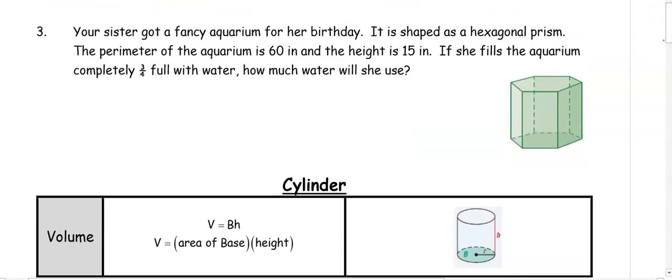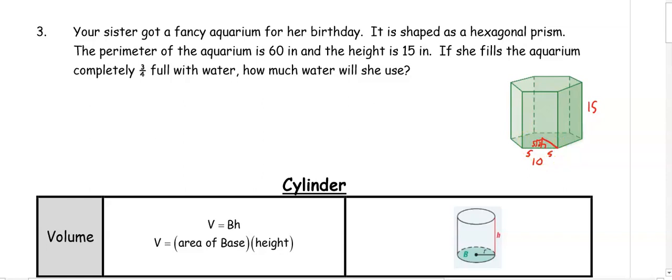In number 3, your sister got a fancy aquarium for her birthday. It is shaped like a hexagonal prism. The perimeter of the aquarium is 60 inches and the height is 15. If she fills the aquarium 3/4 full with water, how much water is she using? So in our hexagon, if we have a perimeter of 60, that means each side is 10. And we have a height of 15. If we draw our triangle, remember that it splits that 10 into 5 and 5, and that our apothem is going to be the S root 3 side. So if this is 5, our apothem is 5 root 3.